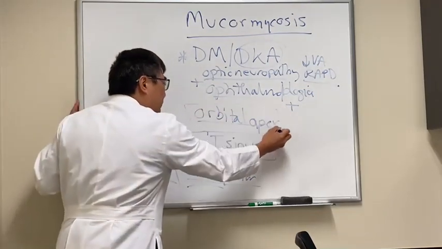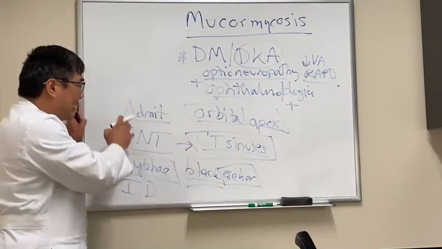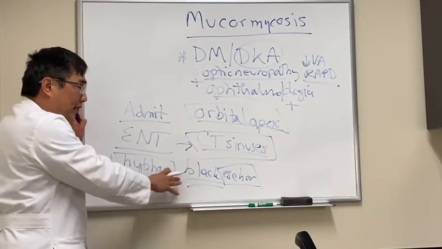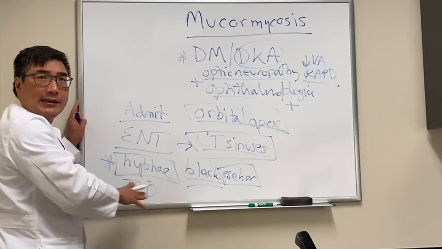immunocompromised host. Imaging with the CT of the sinuses, admit, get ENT, get the hyphae, don't wait for the black eschar, get ID, start antifungals.